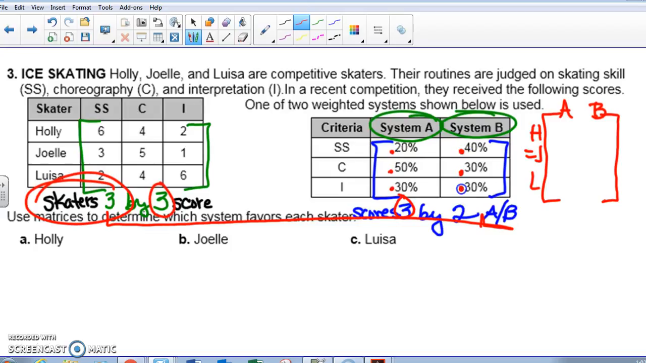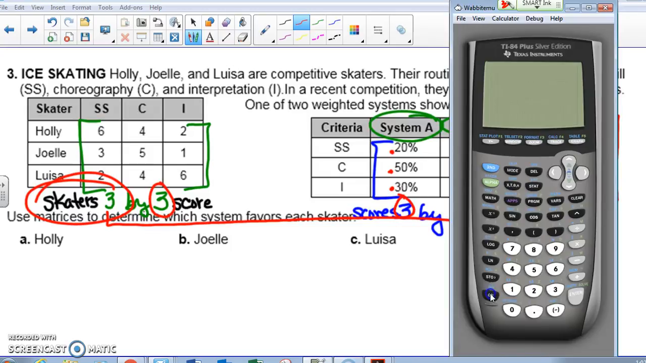Okay, take away the percent sign, then you got to move the decimal. And then we're going to say matrix A times matrix B on our home screen. All right, here we go. Matrix, edit, A as a 3 by 3.